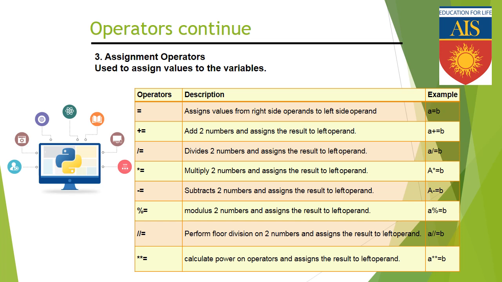Next, divide two numbers and assign the result to left operand. That means slash equal, A slash equal B. Then multiply equal, multiply two numbers and assign the result to the left operand. Next is subtract two numbers and assign the result to left operand. Then mod equal, it assigns the remainder to the left operand. Then floor equal, perform floor division on two numbers and assign the result to left operand. Then exponent, it calculates power on operands and assigns the result to left operand.